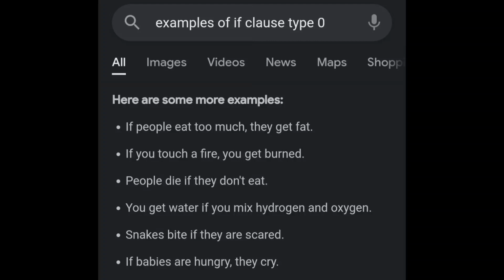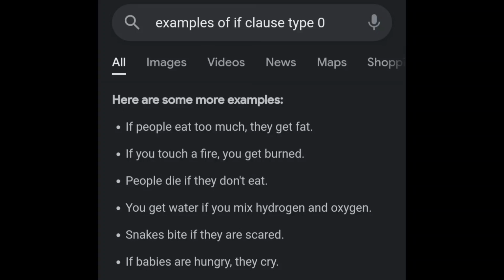Alright, now the first one that I'm going to explain is if clause type 0. Okay, now you may ask, what is an if clause in general, right? If I can describe an if clause in one whole sentence, it will be something that we anticipate that may have an effect in the present time, the future, or perhaps in the past, or even something that we anticipate will most likely happen either in the present day or in the future.